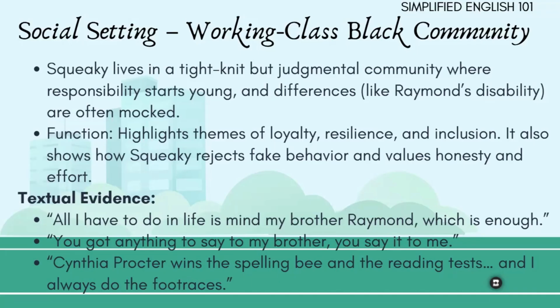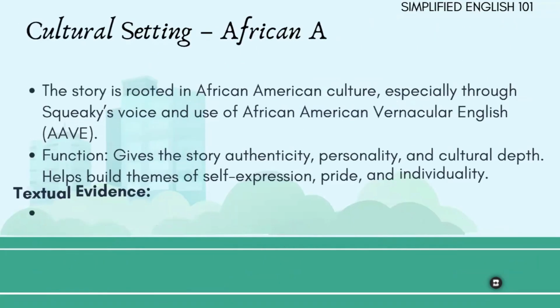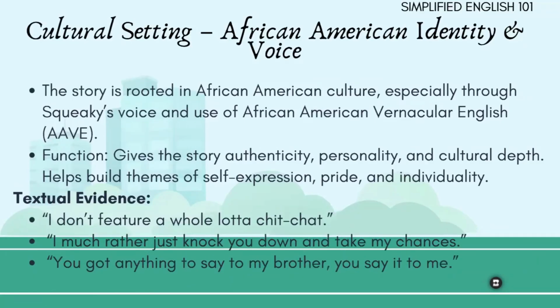Now, this social setting within the working Black community is important because it allows the story to explore themes like loyalty, disability, honesty, and personal pride. It also shows how much Squeaky values real effort over performance, making her internal growth more meaningful by the end of the story. Next, we have the cultural setting, and this is the final aspect of the environment that we will look at.